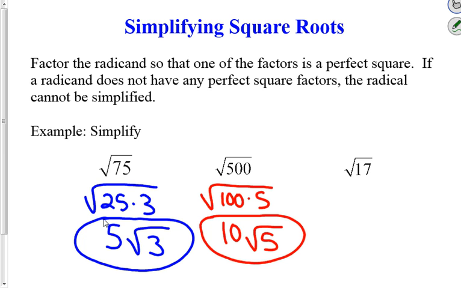And our last one, the square root of 17. We know 17 is not a perfect square. Does it have a factor that is a perfect square? Nope. It's actually a prime number, right? 17. The only factors are 17 and 1. So this is already simplified. There's nothing for us to do to that.